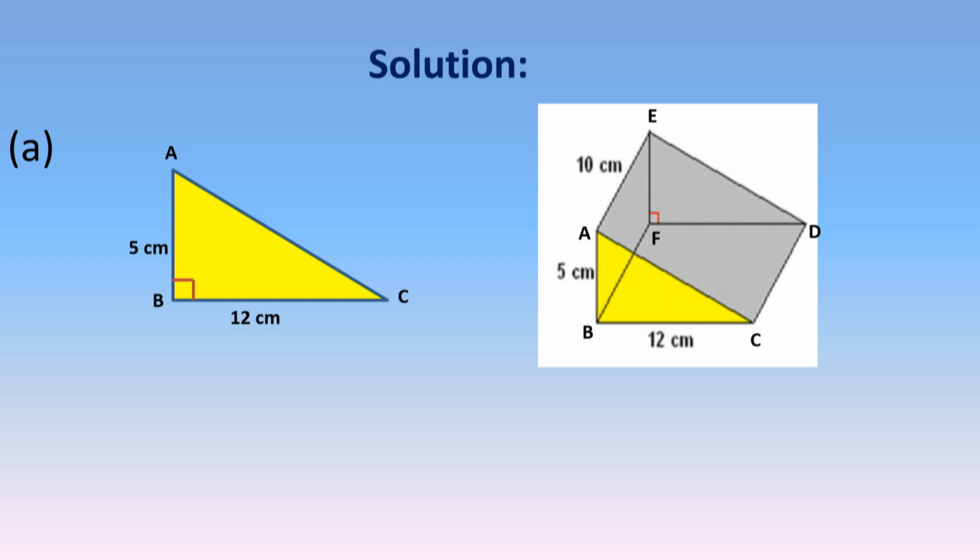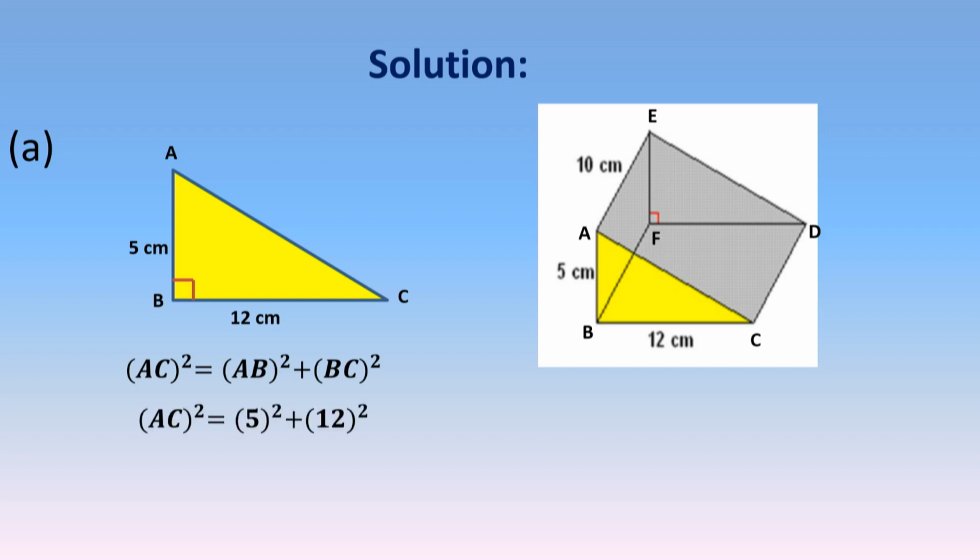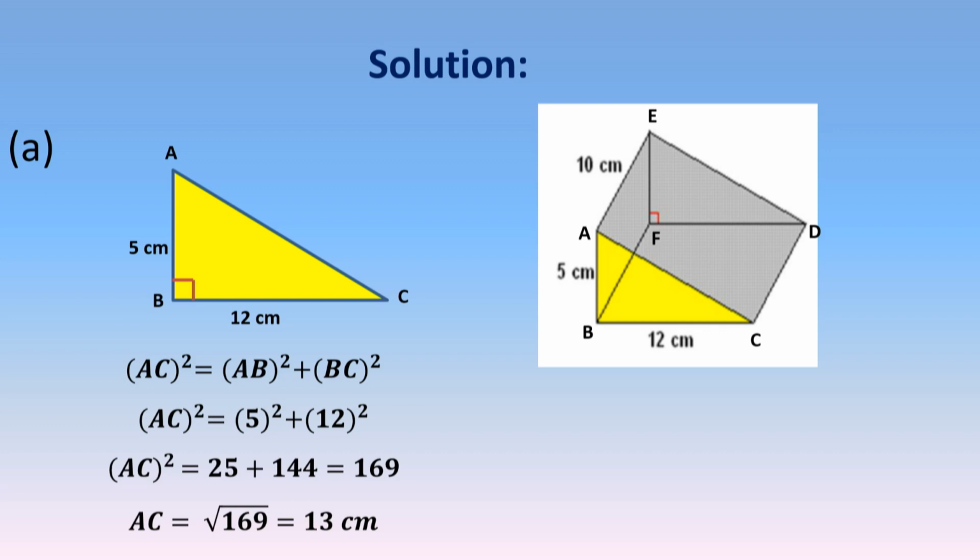Do you still remember how we find the length AC in a right angle triangle? Yes, we are going to use the Pythagoras theorem. So here, AC squared will be equal to AB squared plus BC squared. That is, AC squared will be equal to 5 squared plus 12 squared, which is 169. So AC will be equal to the square root of 169, which is 13 centimeters.